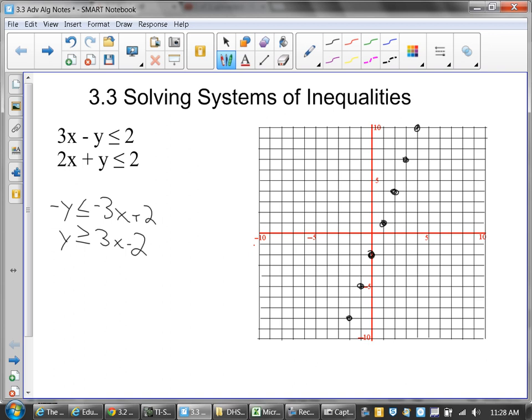Is that going to be a solid or a dotted line? Solid. So I just draw a solid line. Did that go through the origin? No. So is 0 minus 0 smaller than 2? Remember, always test back to the original. Yeah. You sure about that? Yep. Okay, I agree. Which means it's a true statement, so I shade above. Okay?